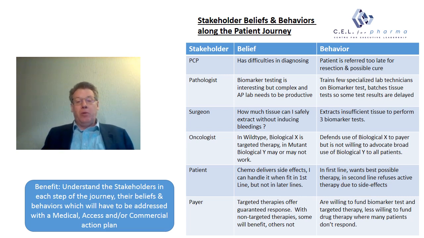Payers, for example, believe that targeted therapies offer a guaranteed response and hence are very cost-effective, whereas they may believe that non-targeted therapies will actually not offer that particular benefit. So they may be willing to fund a biomarker test and a targeted therapy, but less willing to fund a drug which is for all patients. The benefit here is to understand how each of the stakeholders play a particular role in the step of the journey, what their beliefs are, and which beliefs will be addressed by which types of tactics which come from the medical area, the access area, and or the commercial area.